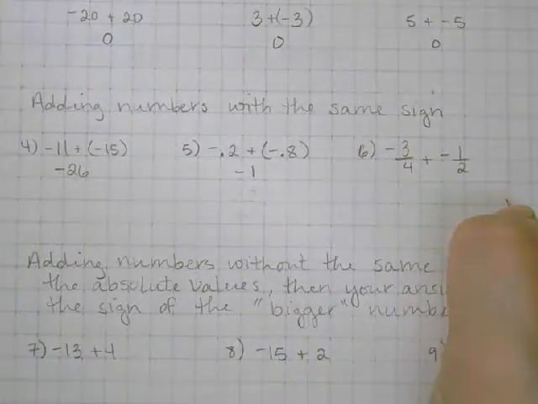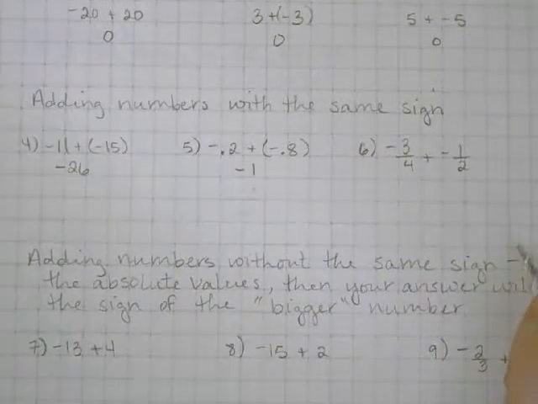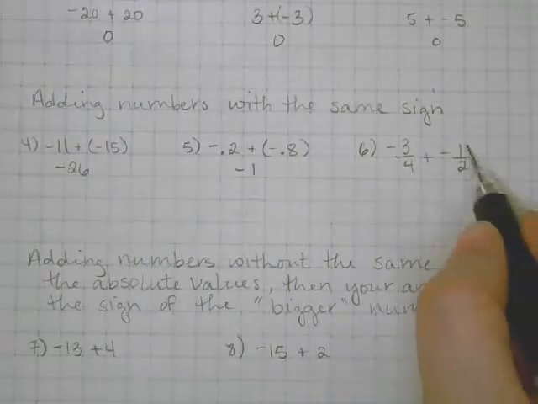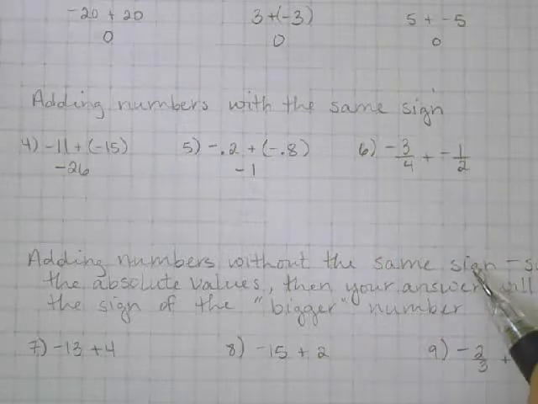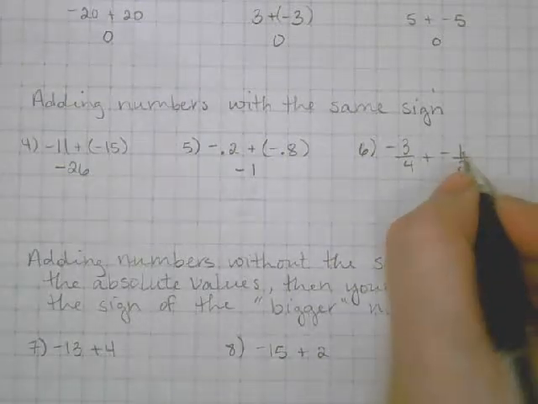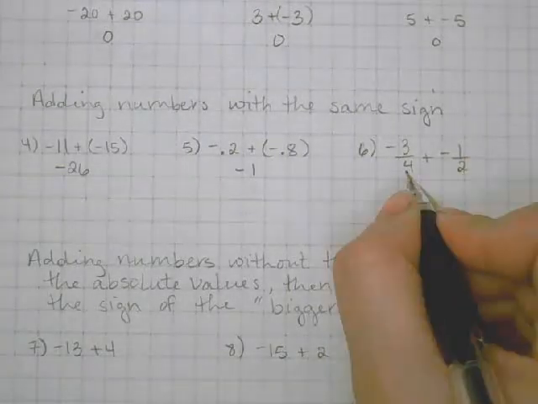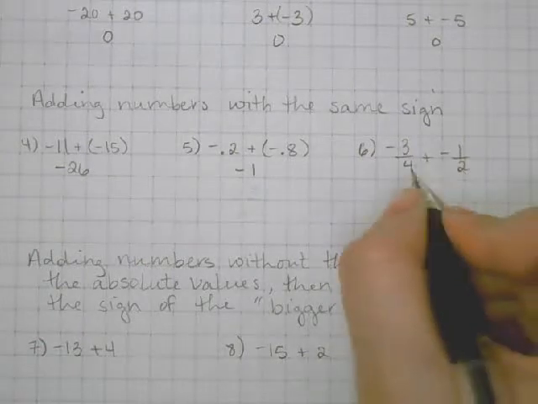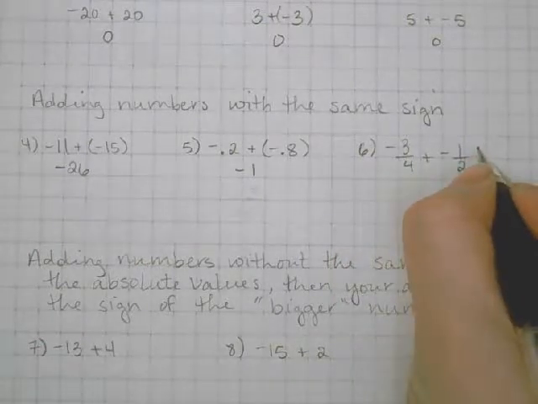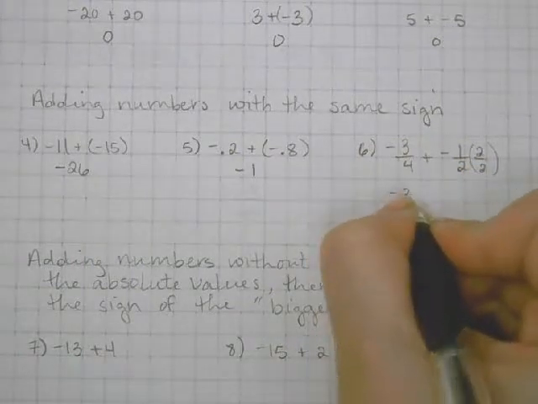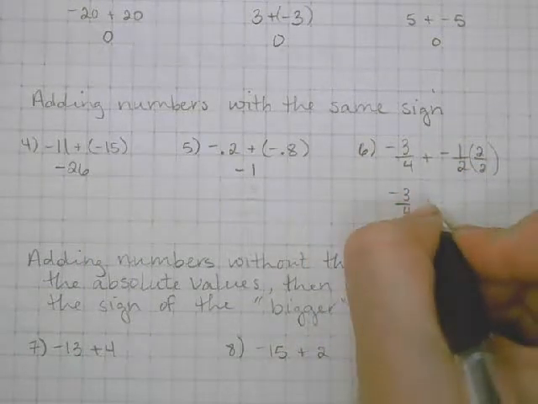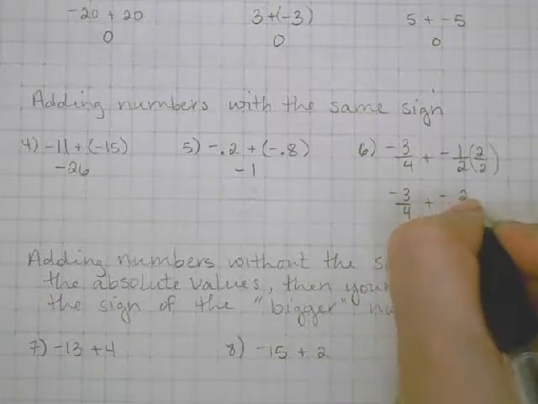-3/4 plus -1/2. Once again, my answer is going to be negative, but I have to look at this in terms of changing that fraction so that I can add it to 3/4. So I need to have the same denominator. To get from 2 to 4, I can multiply this by 2 over 2. So -3/4 plus -2/4.